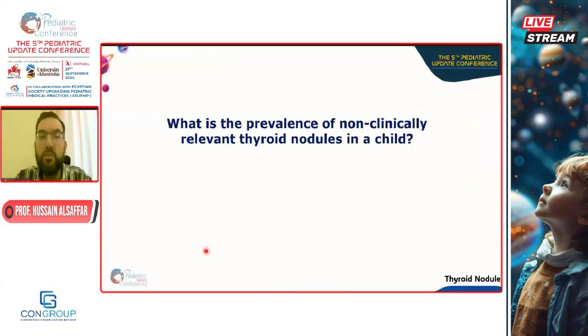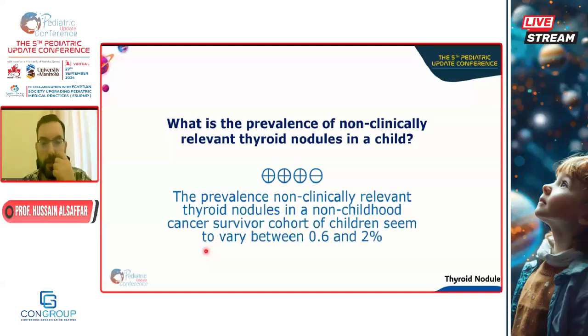Now, the question is, what is the prevalence of non-clinically relevant thyroid nodules in children? How many of the children who have thyroid nodules will have just benign, non-clinically relevant nodules, just leave it there. There is moderate evidence suggesting that the prevalence of non-clinically relevant thyroid nodules in a non-childhood cancer survivor cohort of children who are free of cancer, never been exposed to cancer and radiation, seems to vary between 0.6 and 2%.